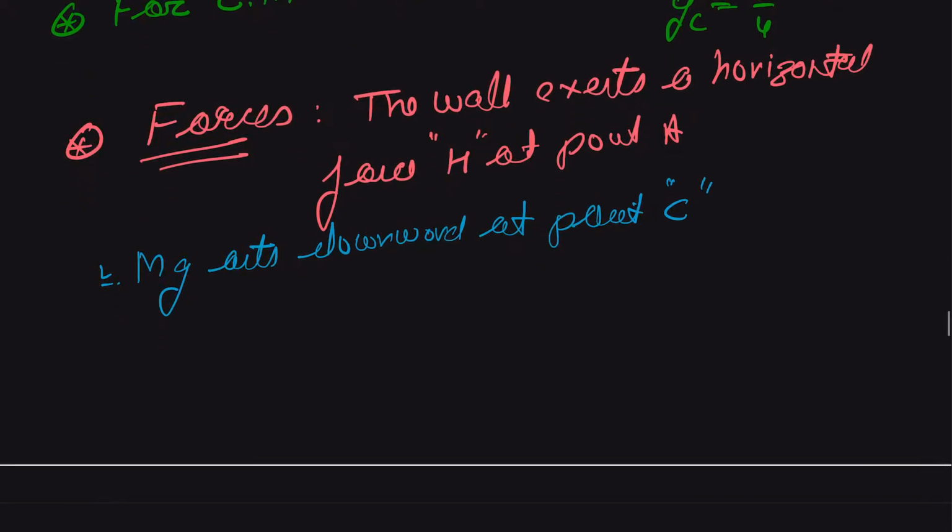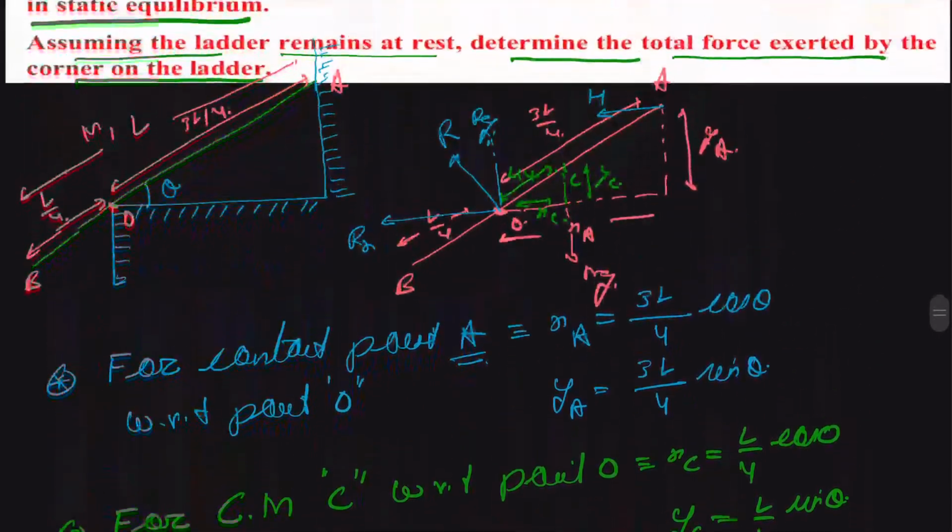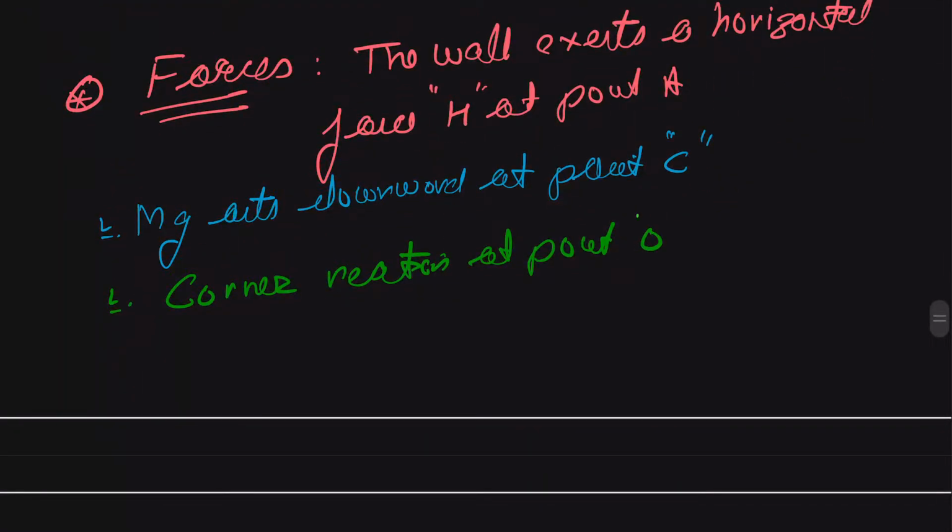And finally we have a corner reaction at point O, and that corner reaction is R, which we can divide into two components, R of x as well as R of y. So we are going to calculate the moment about this point O.